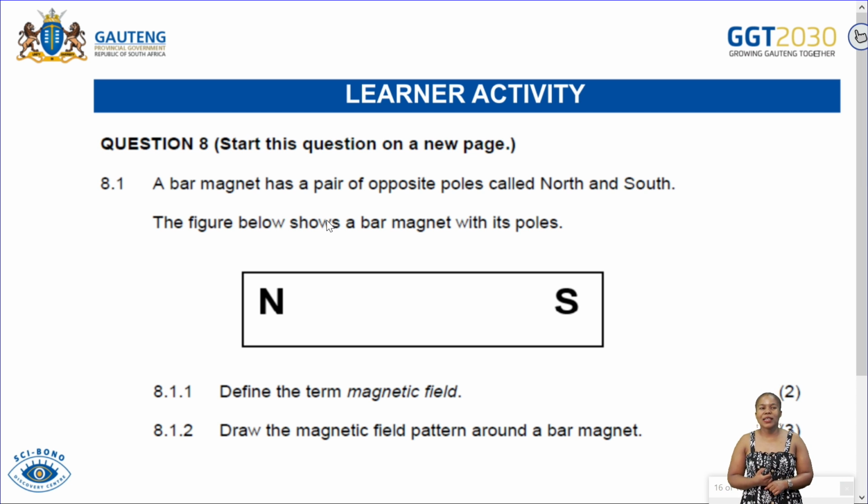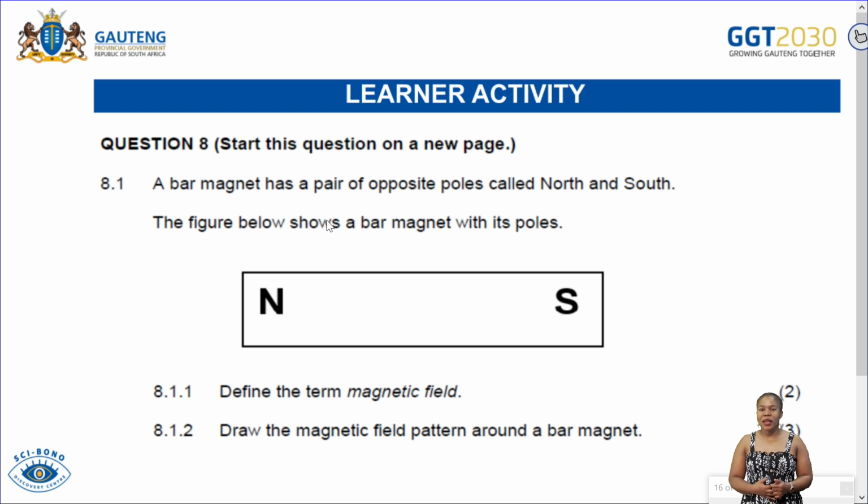Now 8.1 is saying a bar magnet has a pair of opposite poles called the north as well as the south. Now the figure below shows a bar magnet with its poles. So you've got your north and your south, and it's just a typical magnet that is presented to you. 8.1.1, define the term magnetic field. Remember you have to define it as a region in space where a magnetic or a ferromagnetic material will experience a force.